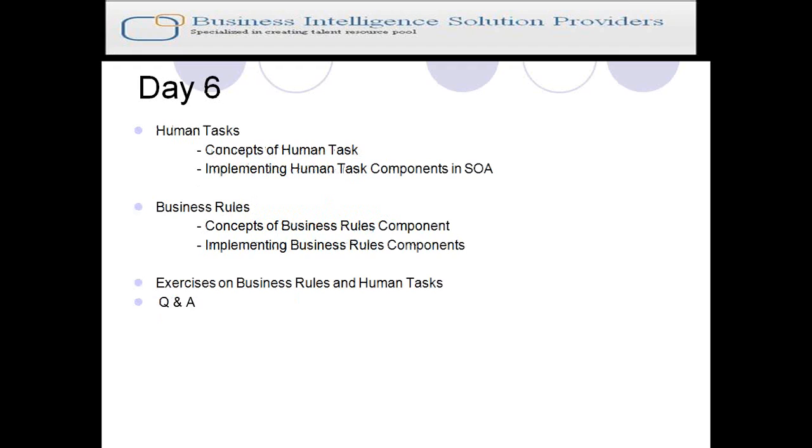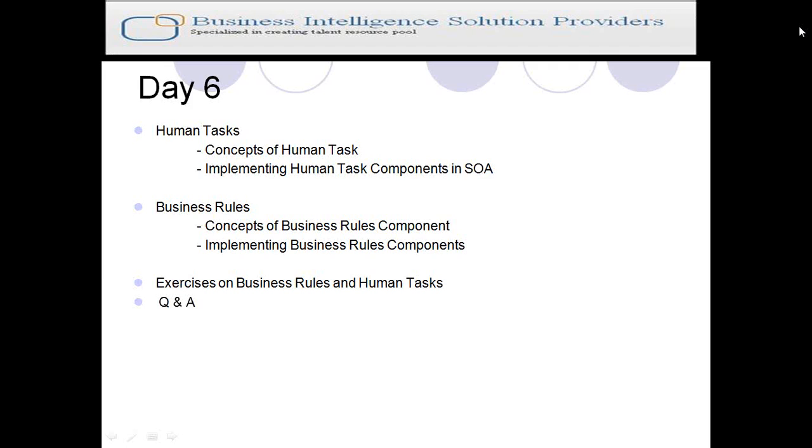Then we will be talking about human tasks and business rules. Human tasks are the places where the workflows are. If you are from Apps, you know what workflows are. But if you are not from this field, we will still tell you from scratch what workflows actually are and how human tasks help us in implementing the workflows. These are the parts of the business process where human intervention is required.